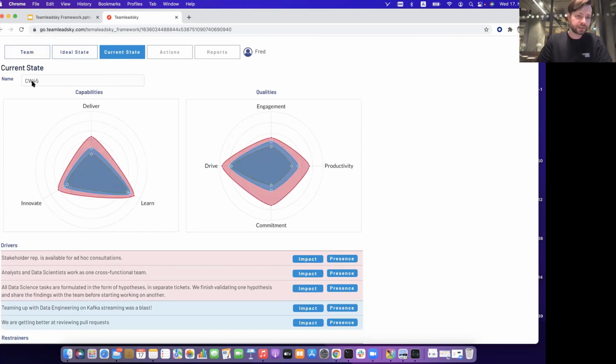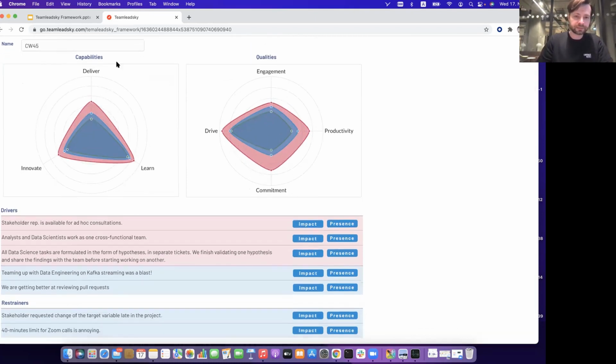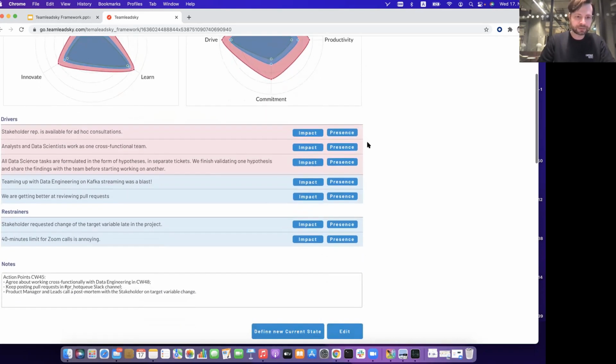So we see here, judging by the name, this is the current state of this team for calendar week 45. And we can see already in the diagram that there is a gap between the ideal state and the current state. So they are not yet where they want to be. We can also see that they have made progress since their past assessment, maybe that was in week 44, if they are assessing the current state every week. And we can see that they need to push more on delivery and they want to improve their commitment for sure. So let's look at the drivers and restrainers.